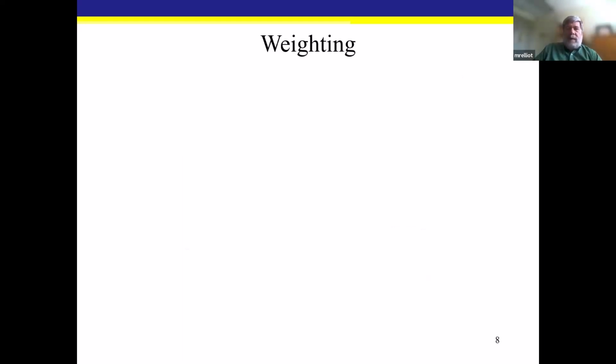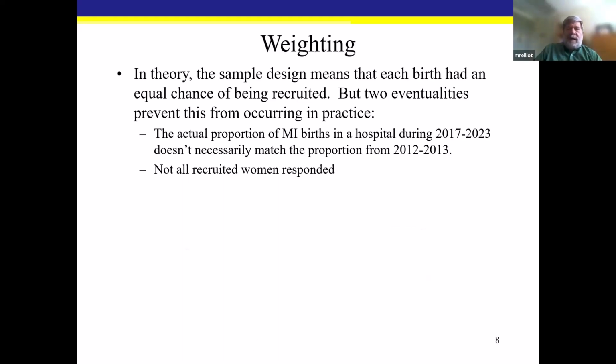Nonetheless, in theory the sample design meant that each birth had to have an equal chance of being recruited, but there were two eventualities that prevent this from happening. One is we used the proportion of births in 2012 to 2013, but our actual recruitment stretched out over a long time into the future. So the actual proportion of births in the hospital doesn't necessarily match the proportion that we used initially.